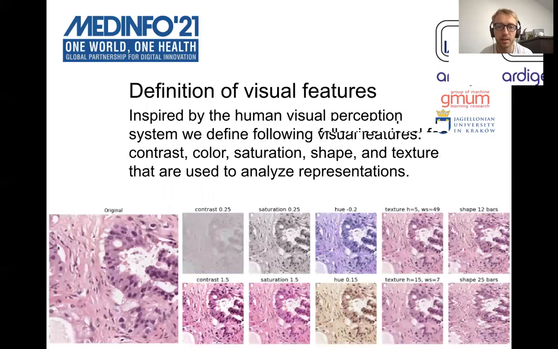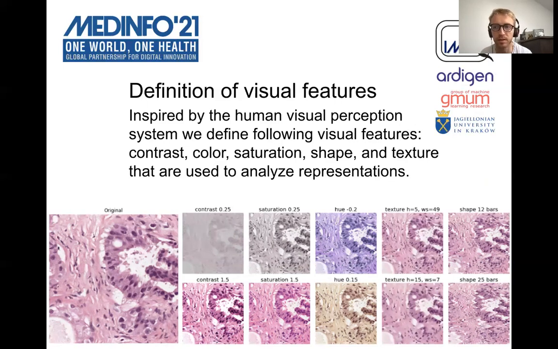To compare supervised and self-supervised representations, we define 5 visual features that play an important role in the human perception system. Those features are as follows: contrast, color, saturation, shape, and texture. In our experiments, we are changing each of those features of the image with different magnitudes and comparing the model responses to them. Here on the bottom of the slide, you can see the original image and the same image after different transformations that we are using.